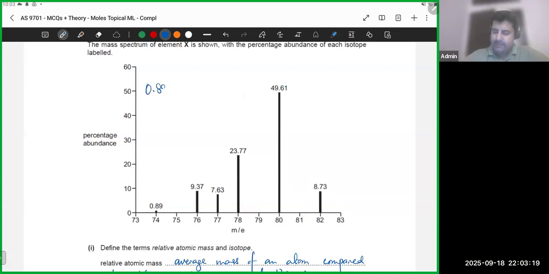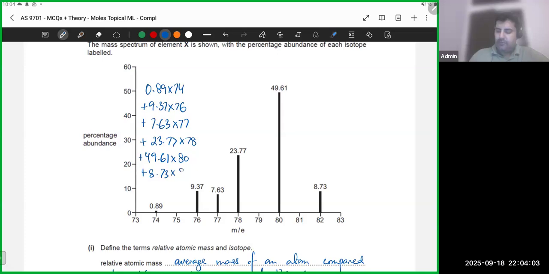0.89, I think it's 0.89% times 74 plus 9.37 times 76, plus 7.63 times 77, plus 23.77 times 78, plus 49.61 times 80. Now there's just one difference between IGCSE and this, that you had the same question, but here they're wasting more of your time: 8.73 times 82, and divide the whole thing by 100. Tell me, what do you get?